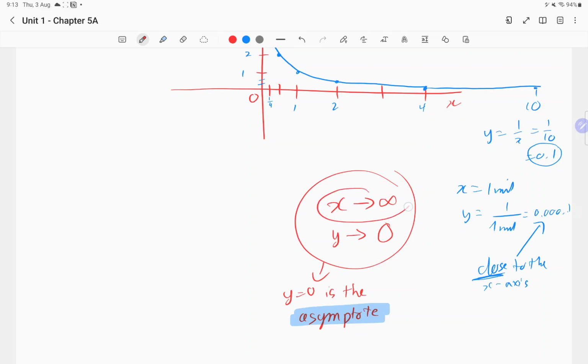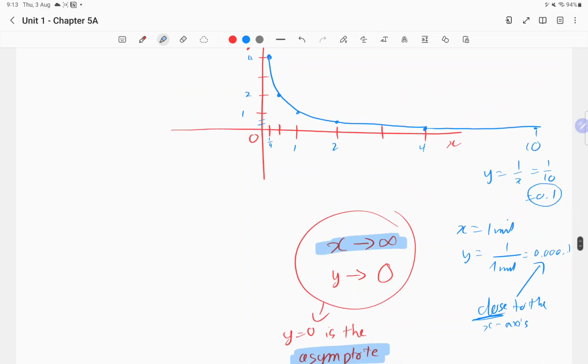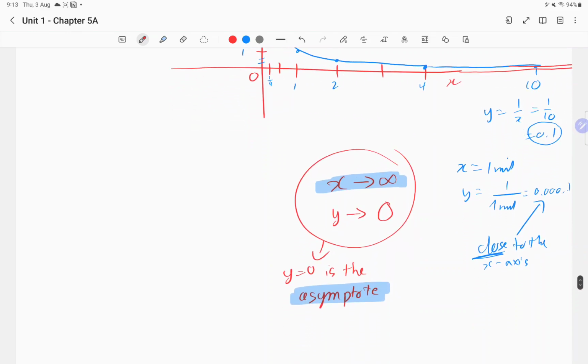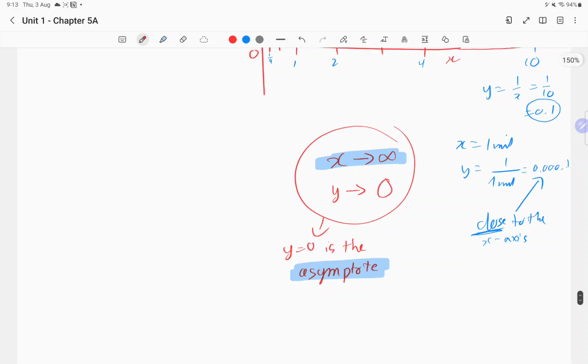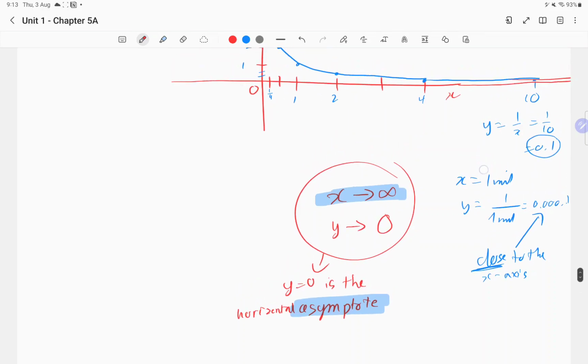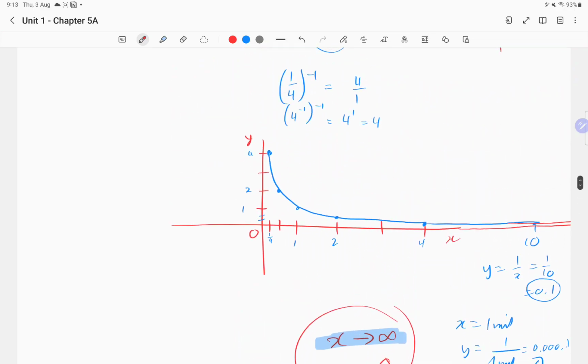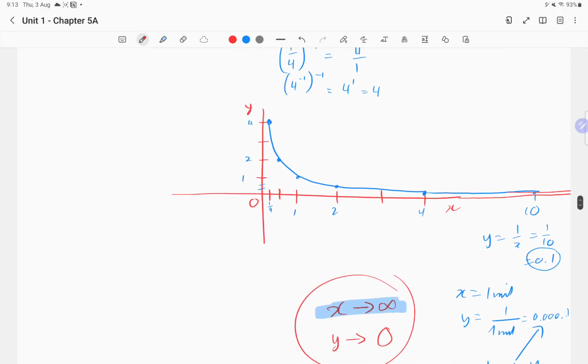Okay, so as x tends towards infinity, I'll go through that again. As x tends towards infinity, x gets larger and larger and larger. The line will just keep getting closer and closer to the x-axis, but it will never touch the x-axis, which has the equation of y equals 0. So y gets closer and closer to 0, but it can't be equal to 0. So y equals 0 is the horizontal asymptote.